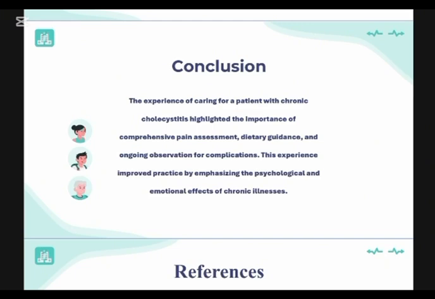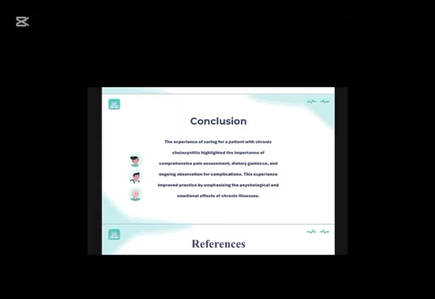The risk nursing diagnosis: risk factors include the possibility of bacterial colonization, chronic inflammation of the gallbladder tissue, and the development of acute cholecystitis. These nursing diagnoses concentrate on managing pain, dietary difficulties, and possible side effects that may result from persistent inflammation of the gallbladder. In conclusion, this experience improved practice by emphasizing the psychological and emotional effect of chronic illness.